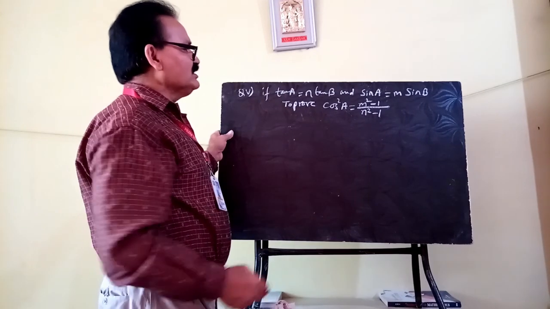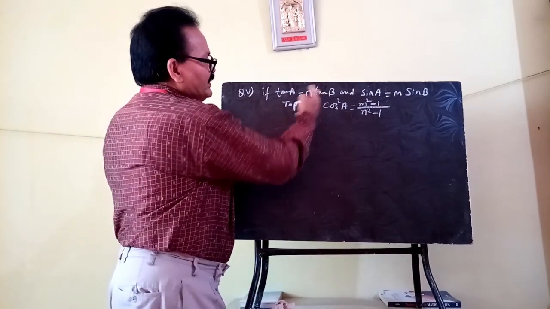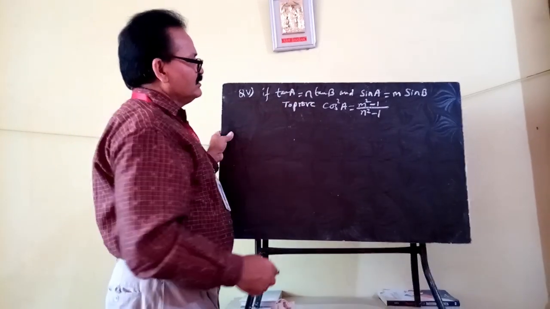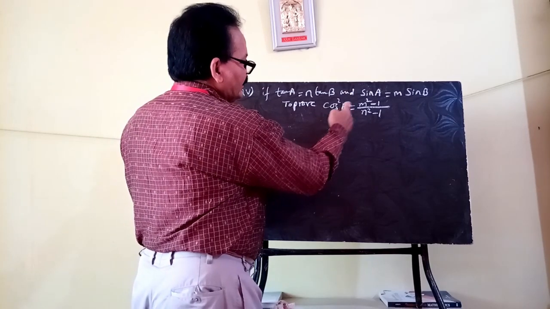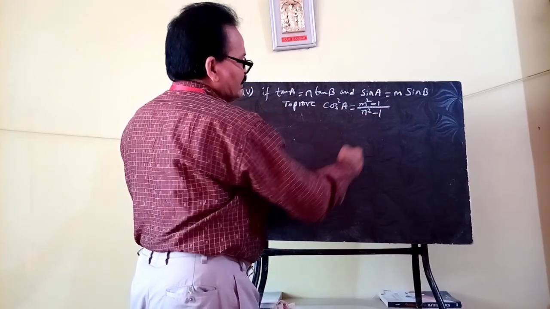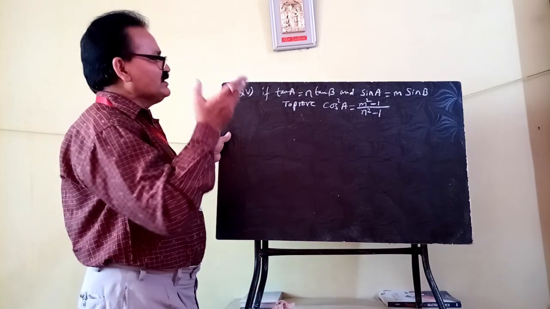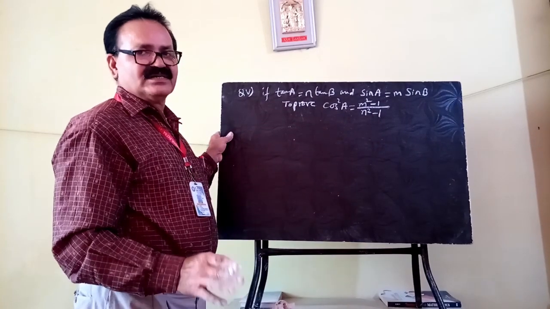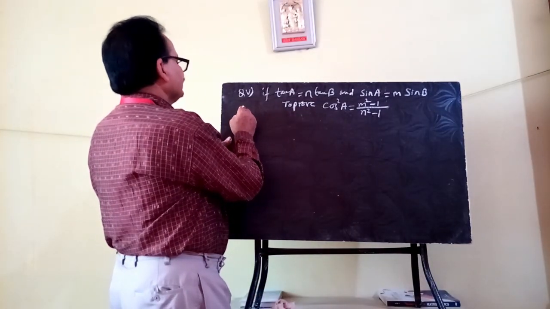If you minutely observe, here you can see the angle B is removed from the target value, because your target is to prove cos square A is m square minus 1 by n square minus 1. So there is no angle B. That means angle B has to be eliminated from the given conditions. Okay, let us see how to solve. This is also one of the important questions.